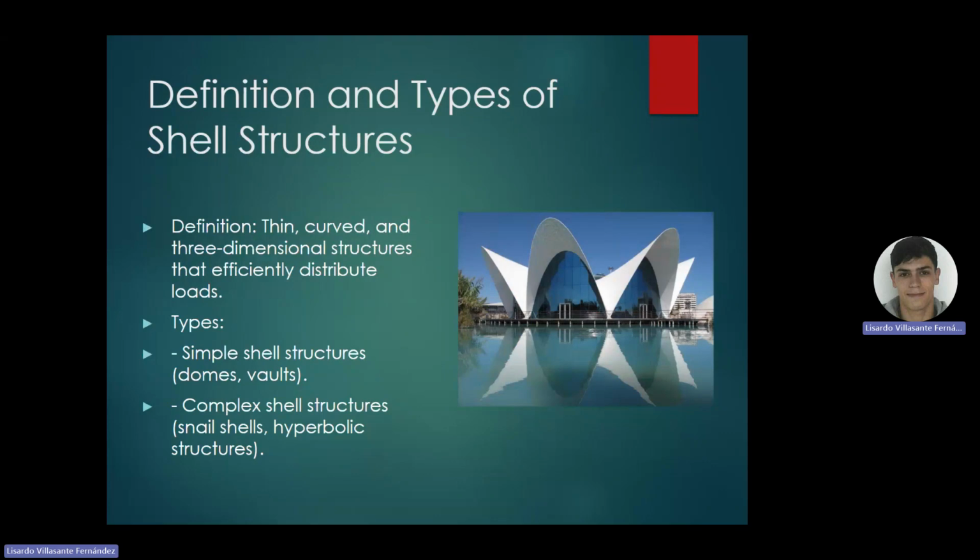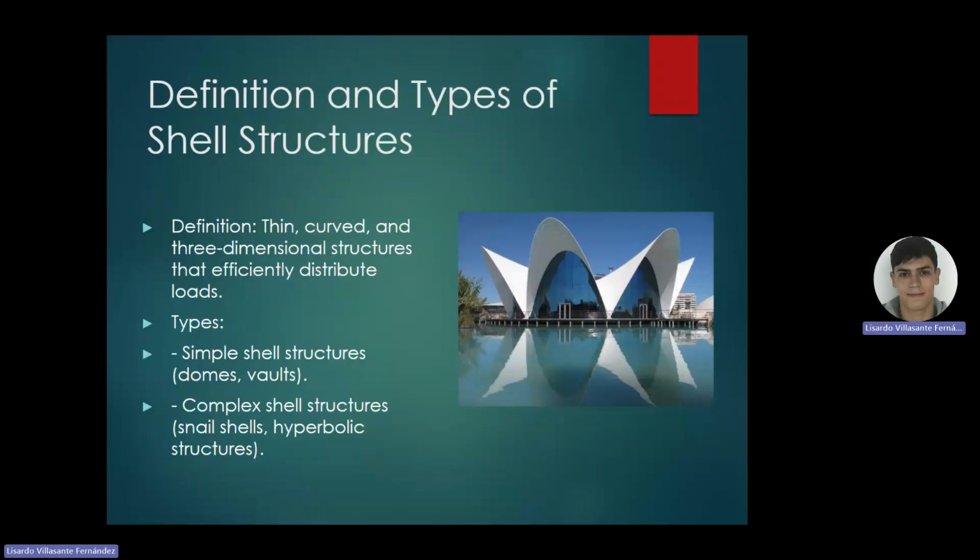There are several types of shell structures, each with unique characteristics and applications. Simple shell structures include forms like domes and vaults. Domes are often used in buildings like sports arenas and churches, due to their ability to cover large areas with minimal material. Vaults, on the other hand, are elongated structures that can span long distances, making them ideal for tunnels and large hallways. Complex shell structures, such as hyperbolic paraboloids and snail shells, offer even greater design flexibility.